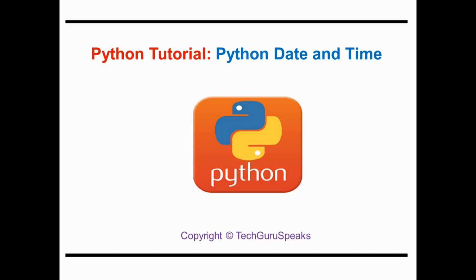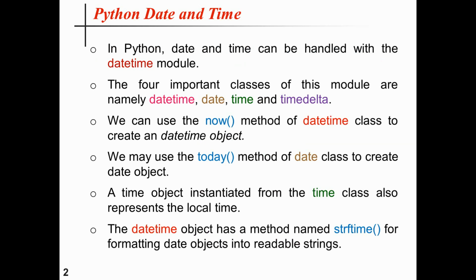Today I would like to describe Python date and time. In Python, date and time can be handled with the datetime module, which is one of the most important modules in Python. Now, in the datetime module, there are four important classes, namely datetime, date, time, and timedelta. So these four are important classes of the datetime module.